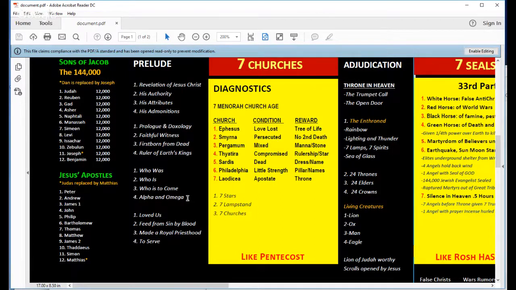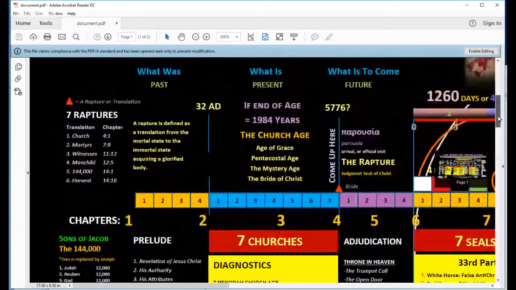And then the last set there, he has what Jesus did: loved us, freed us from sin, made us a royal priesthood, and purpose is to serve. So that's the prelude that they map out here. I'm going to go up to the top part of the chart.